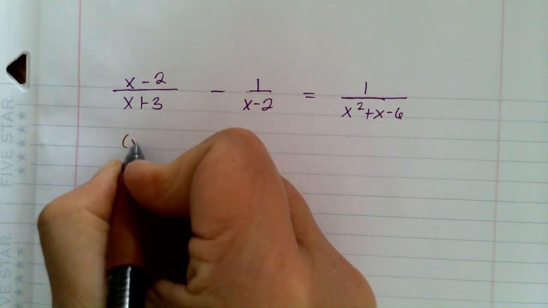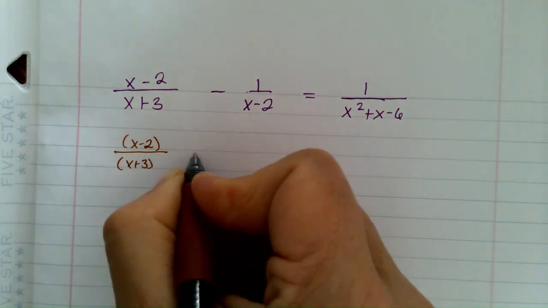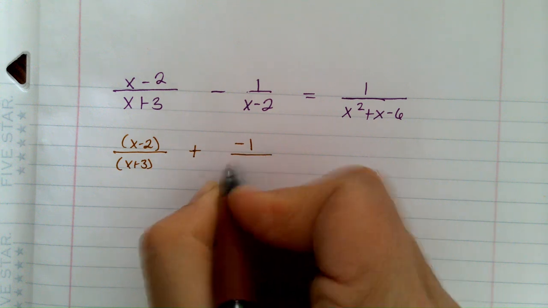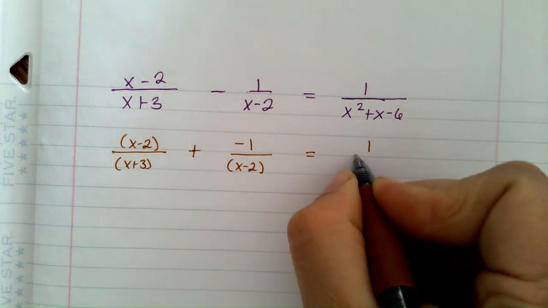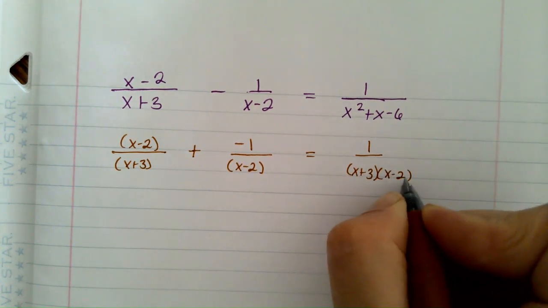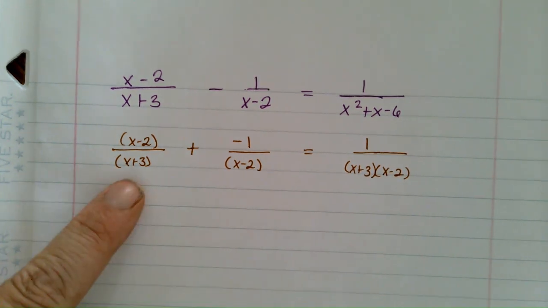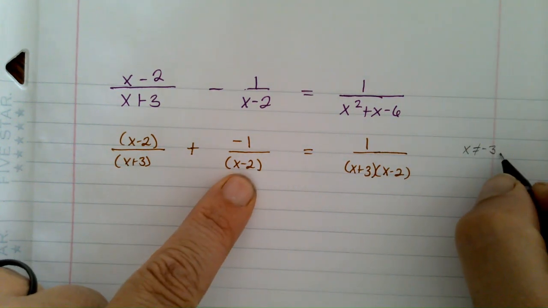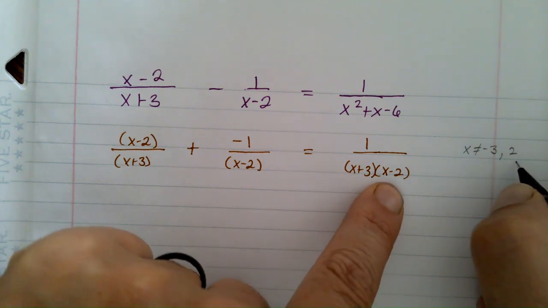So we have x minus 2 over x plus 3. And I'm going to change this to plus negative 1. That way I don't make a sign error. And this factors to x plus 3 times x minus 2. So our side note is, because of this, x cannot be negative 3. Because of this, it cannot be 2. Because of this, negative 3, which we already have, and 2, which we already have.